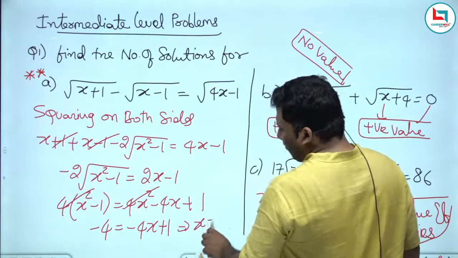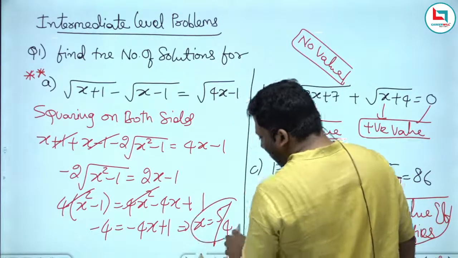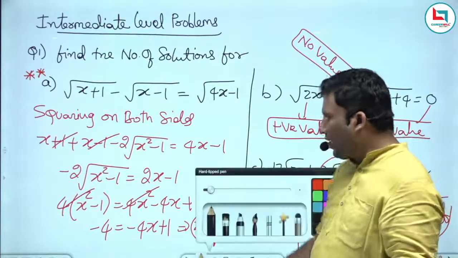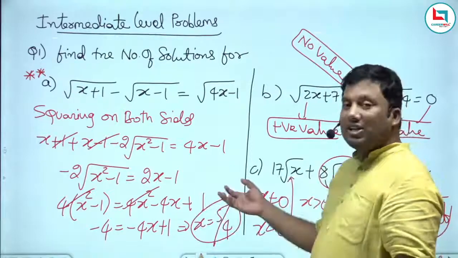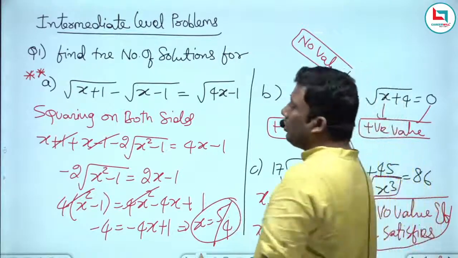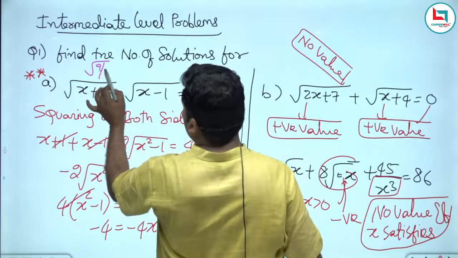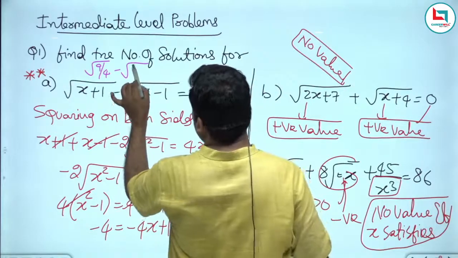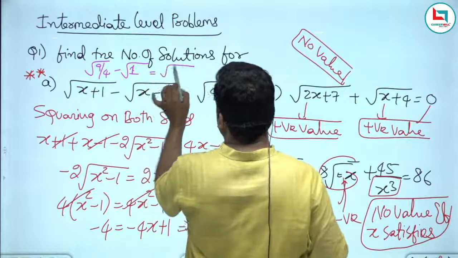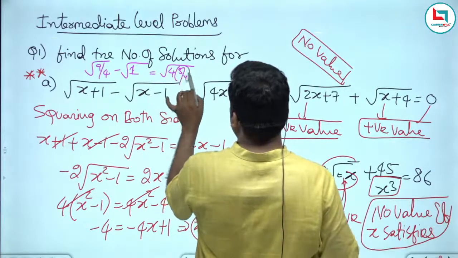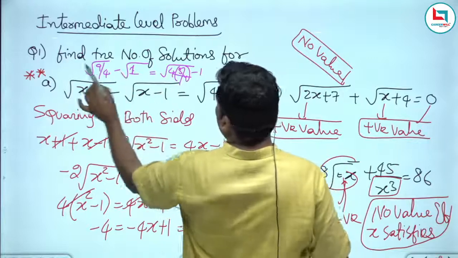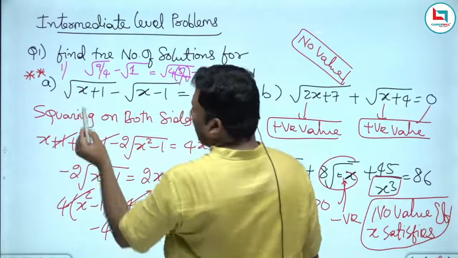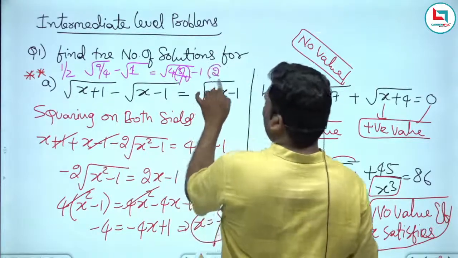So, answer: 99.99% of the students will tick mark the answer as x is 5 by 4. That is the reason I said, please put a star mark on this question. Substitute 5 by 4. 5 by 4 plus 1, 9 by 4, root of 9 by 4. 5 by 4 minus 1 by 4, it is 1. Root of 4 into 5 by 4 minus 1. So this is 3 by 2 minus 1. So this will be half. This is 2. Are they both getting equal?